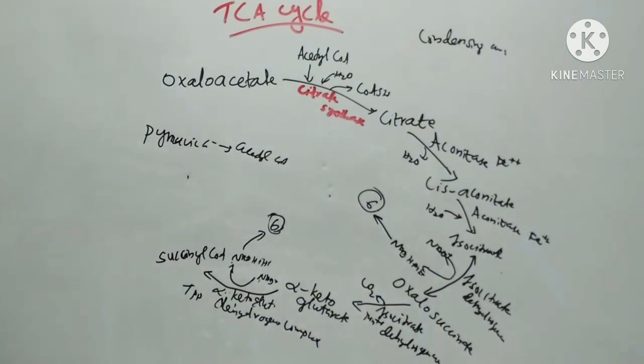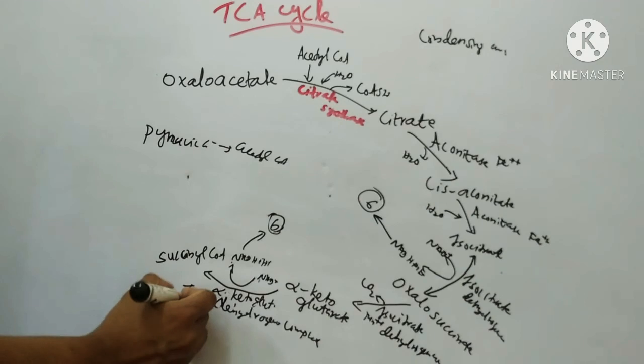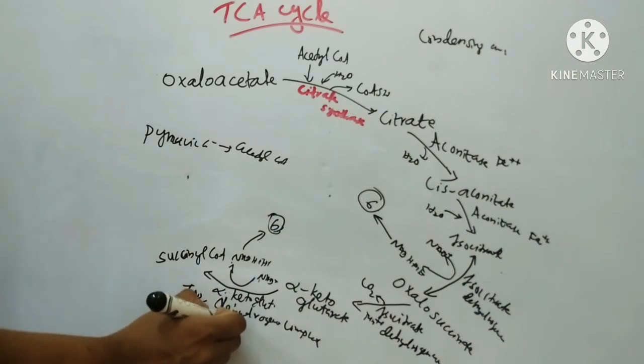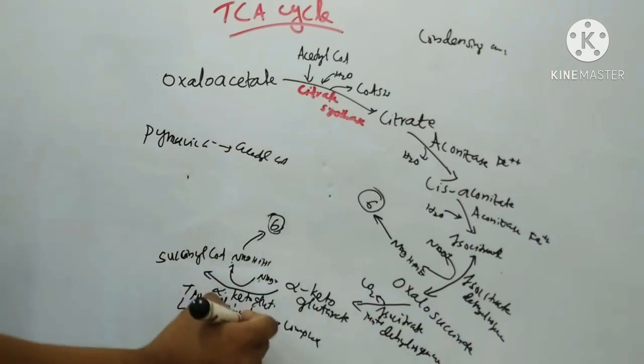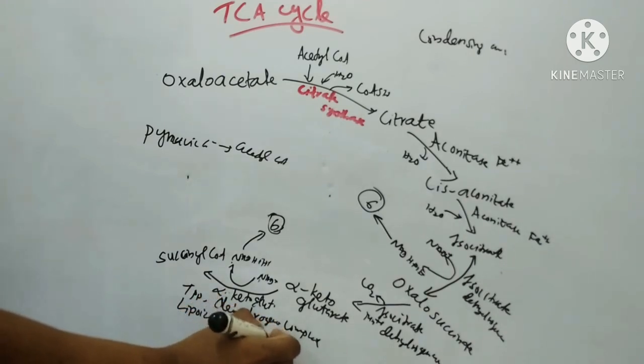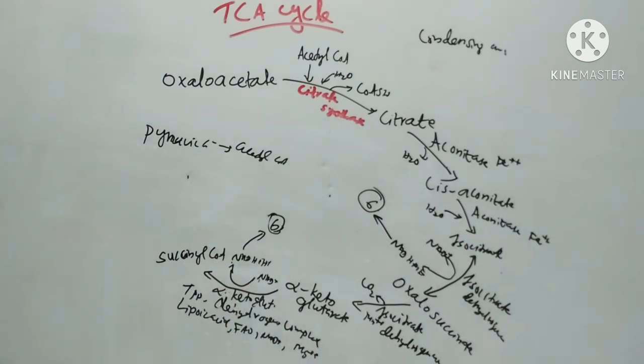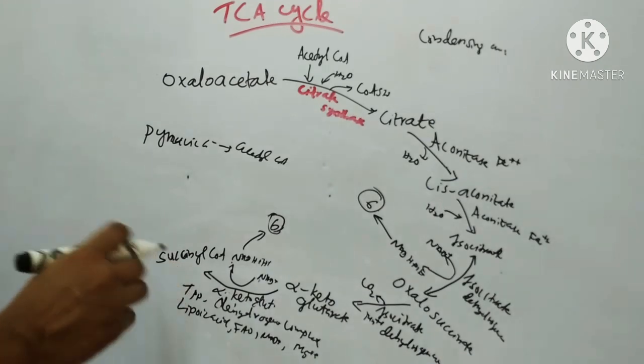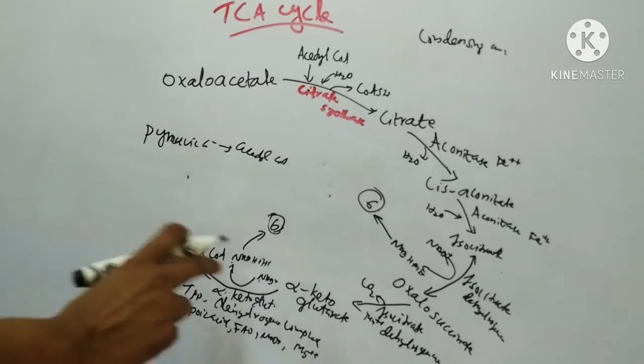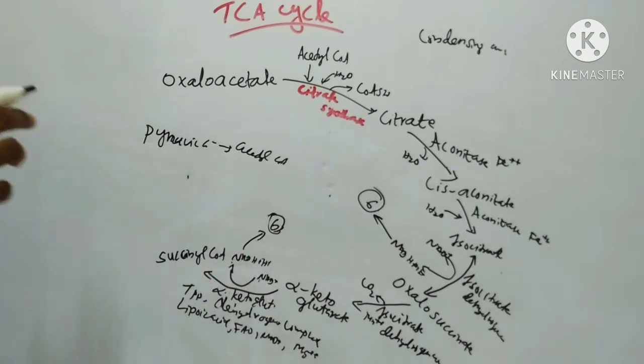It requires TPP, lipoic acid, CoA SH, FAD, NAD plus, and Mg++. So this enzyme, alpha ketoglutarate dehydrogenase complex, requires identical coenzymes and cofactors: TPP, lipoic acid, CoA SH, FAD, NAD and Mg++. This reaction is irreversible.